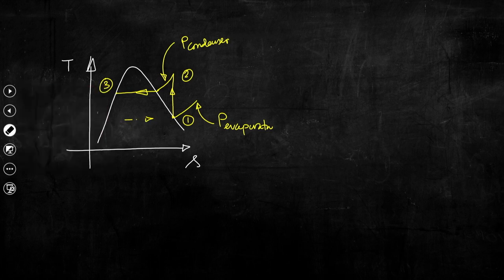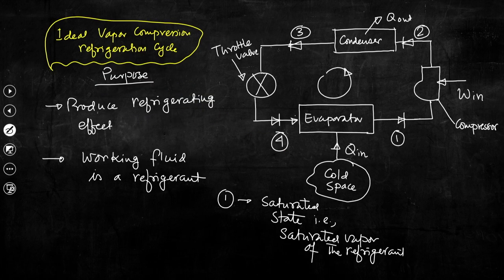Now, consider one important case: what about the process 3 to 4? Process 3 to 4, as we can see from the schematic, is the throttling process. The throttling process is a very fast process. It is basically the expansion of the refrigerant, and the sole purpose is to reduce the pressure of the working fluid from condenser pressure to evaporator pressure. Perhaps you have studied this topic in your basic thermodynamics course. The throttling is a very fast process.